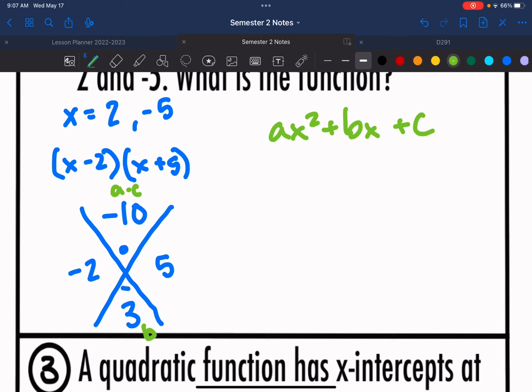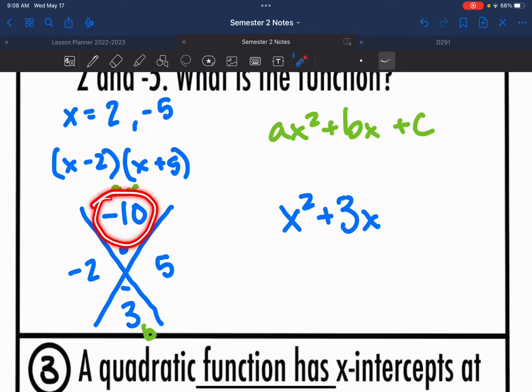So for these ones, we are always going to assume that a is 1 because it could be anything. And we don't know if we divided by anything here or what. So we're just going to assume that a is always going to be 1 in these problems. So I'm just going to do an x squared over here for that. And then fill in my b. My b we said was 3. So I'm going to do plus 3x. And then our c, we're assuming is that top number, which is -10.